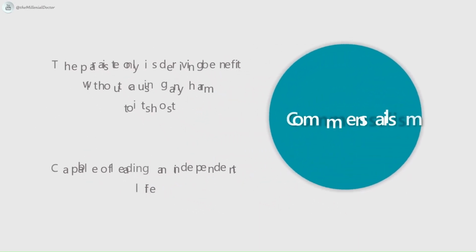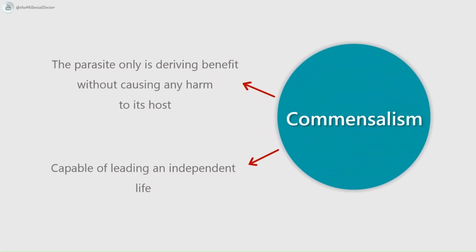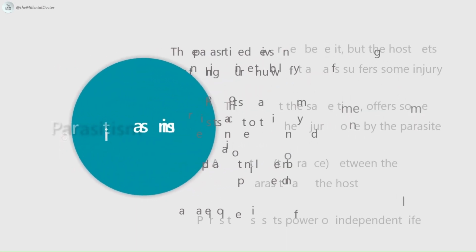Next, commensalism. It is an association in which the parasite only is deriving benefit without causing any harm to its host. A commensal nourishes itself on food residues or waste products of the body, and it is capable of leading an independent life. Next, we have parasitism.